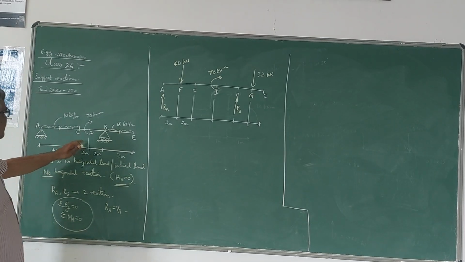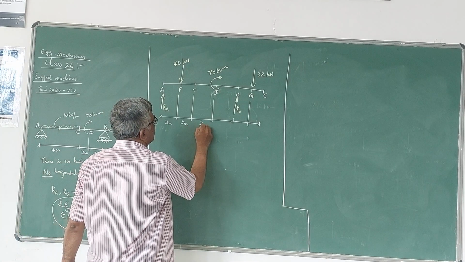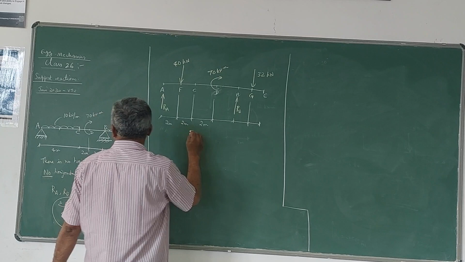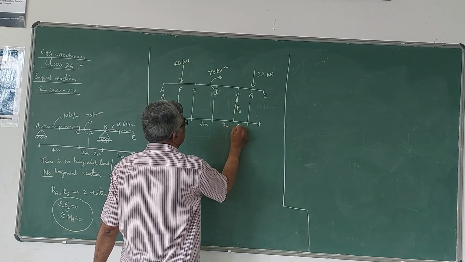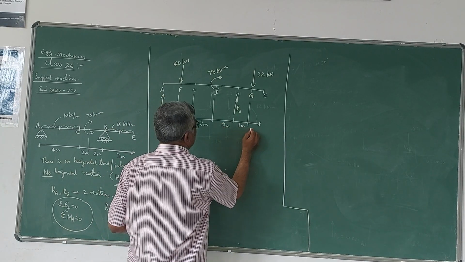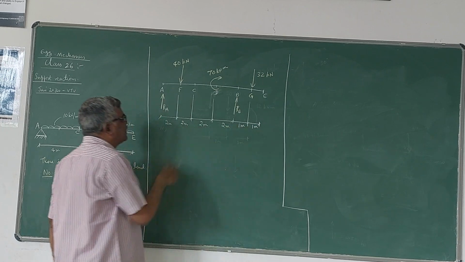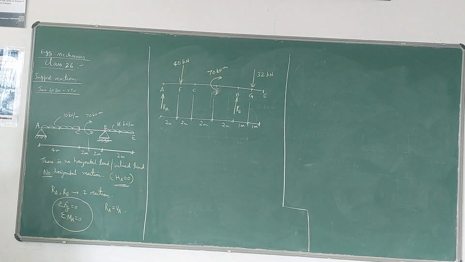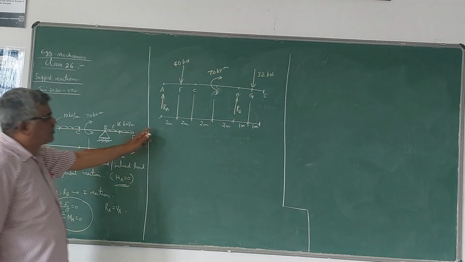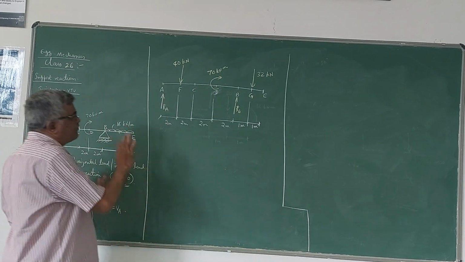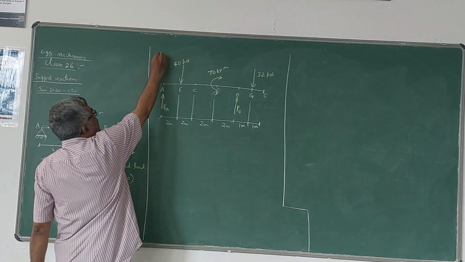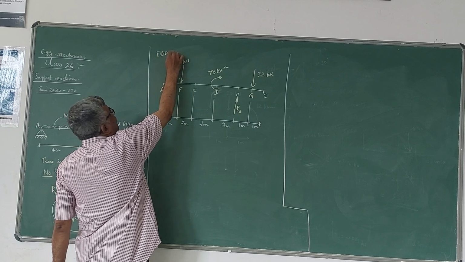Once again, C to D is 2 meters, then D to B is 2 meters, then B to D is 1 meter, half of 2 meters, and this is 1 meter. So the total length of the beam here is 10 meters. If you add this, you should get 10. Now this is the free body diagram of the beam, the BD of beam.